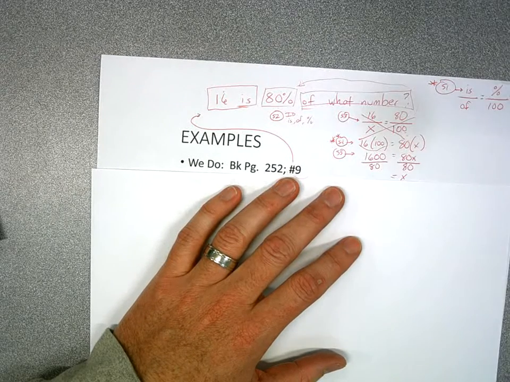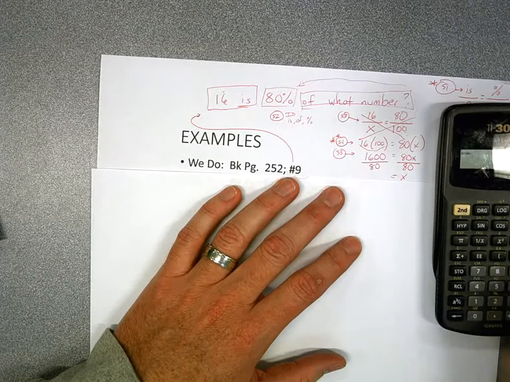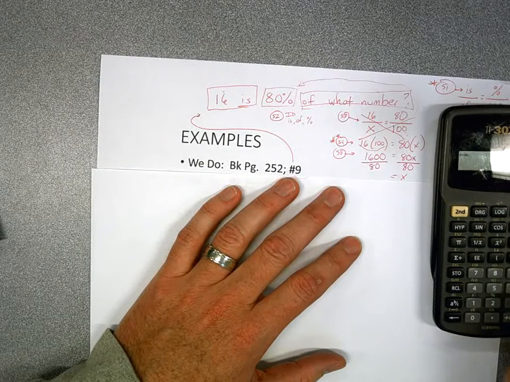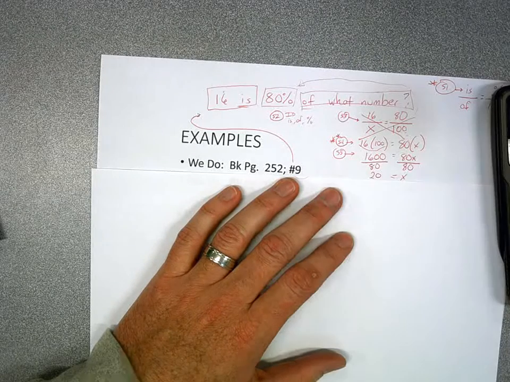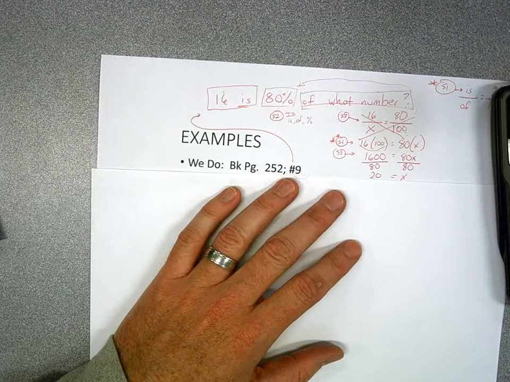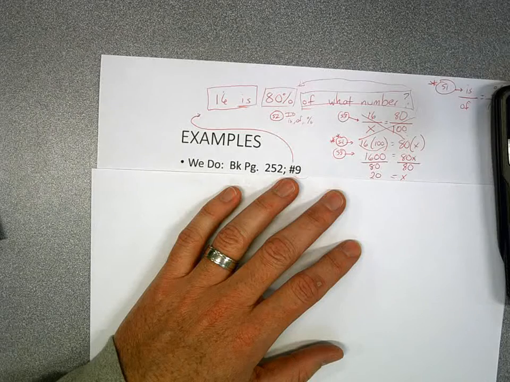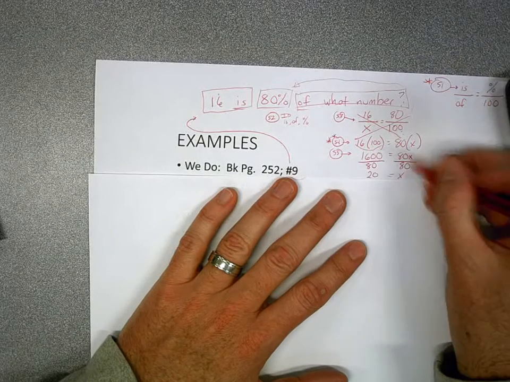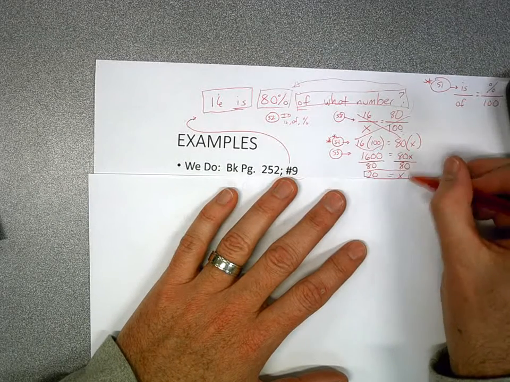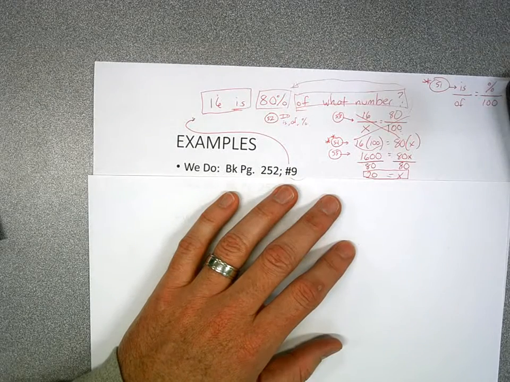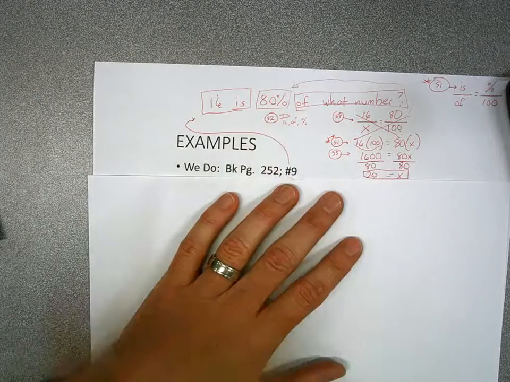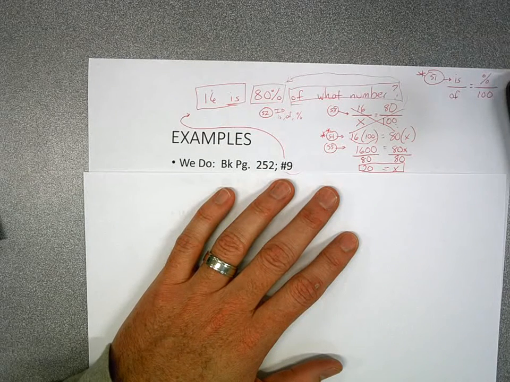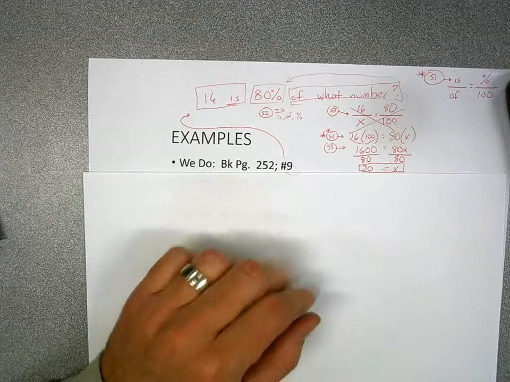Now, most of us probably can do that in our head. If you don't want to, you don't have to. 1600 divided by 80 equals 20. So, ladies and gentlemen, our answer, the whole, is 20. 16 is 80% of 20. All right, questions?